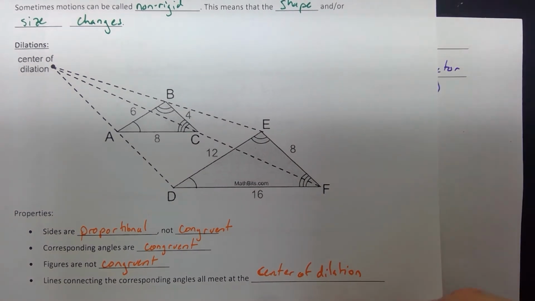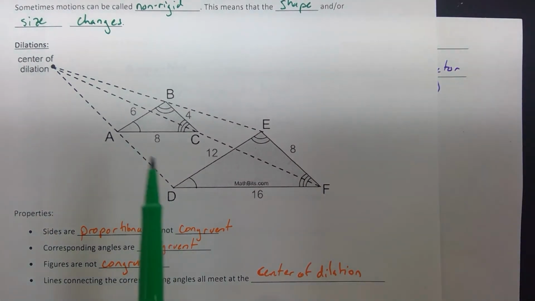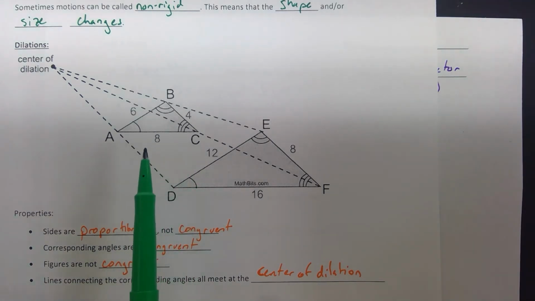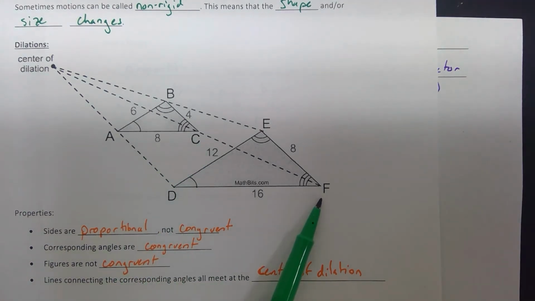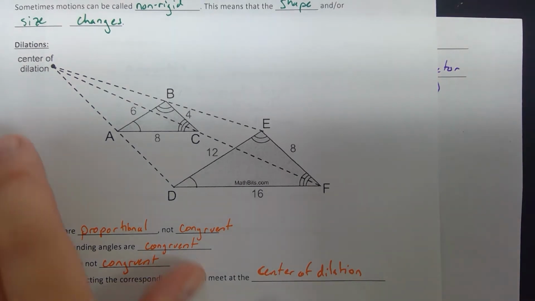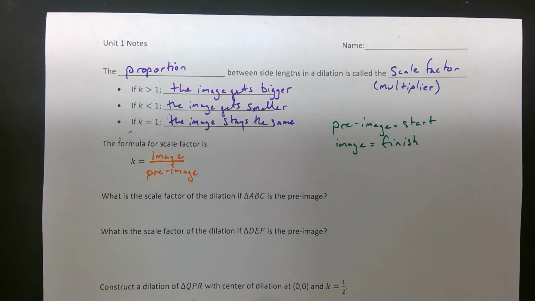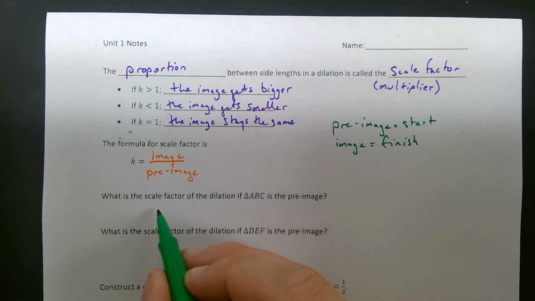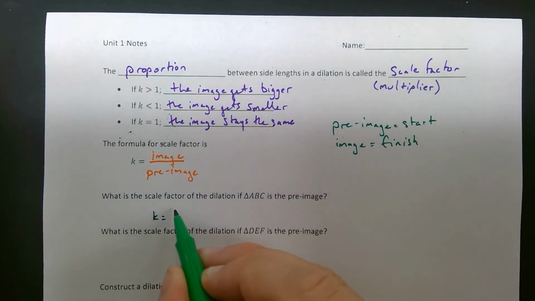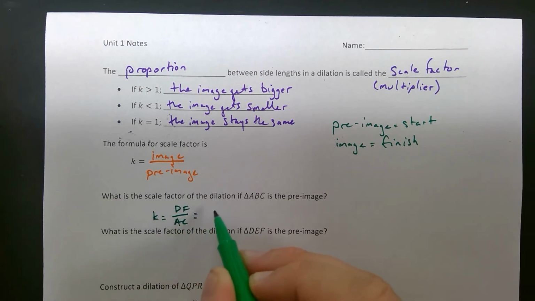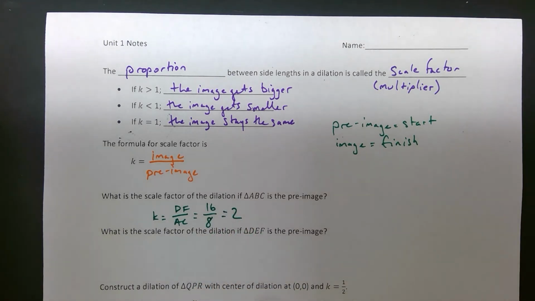Okay, so what I want to do is take one of my sides, AC, that's 8, and we know pre-image goes on the bottom of the fraction. So what corresponds with AC is going to be DF. Okay, so I'm going to show that k equals DF over AC, which is the same as 16 over 8. And that equals 2. So there's our scale factor.